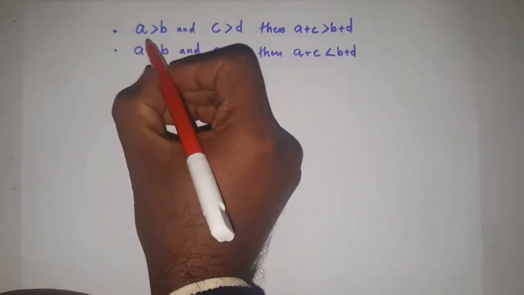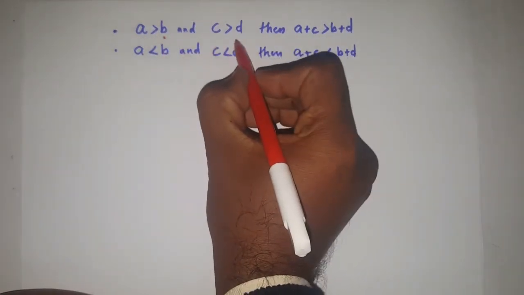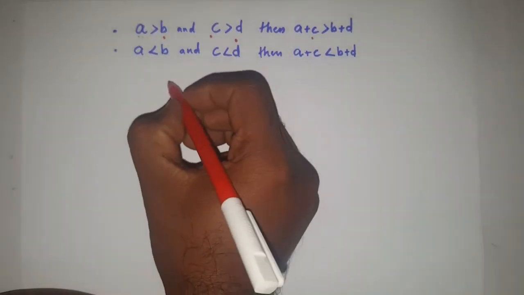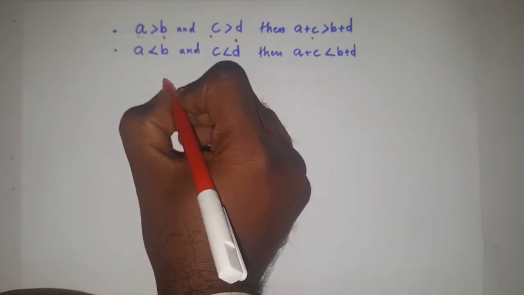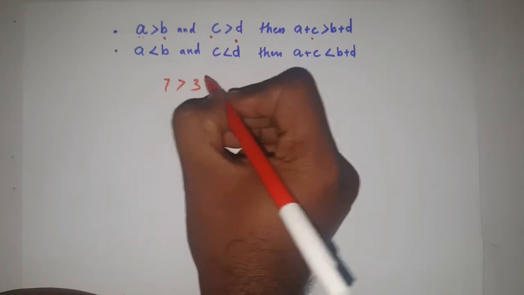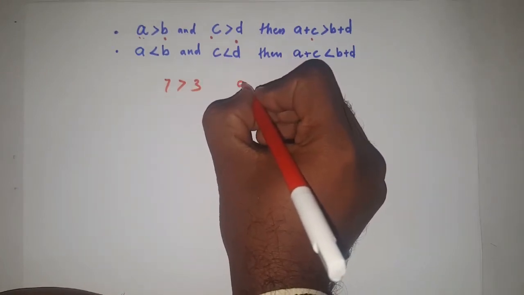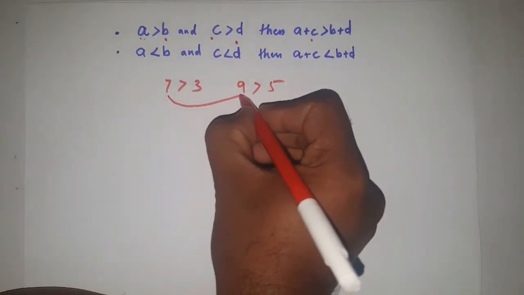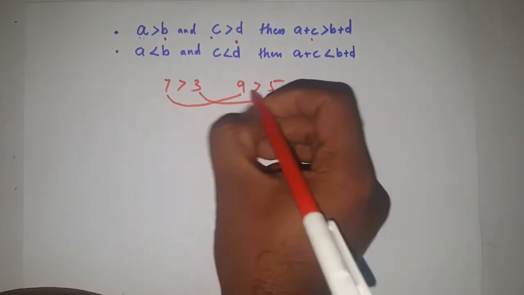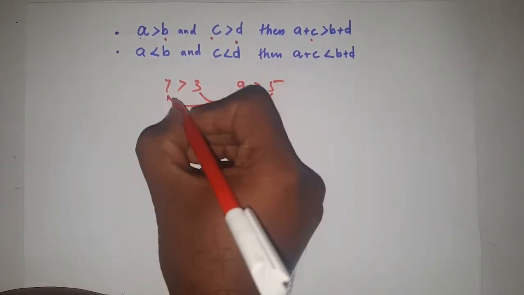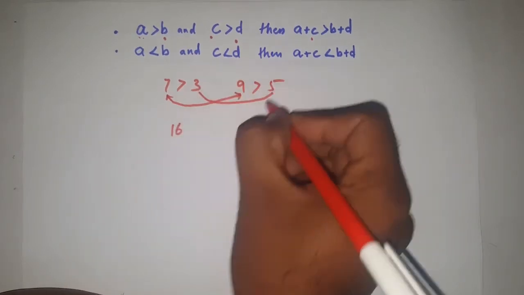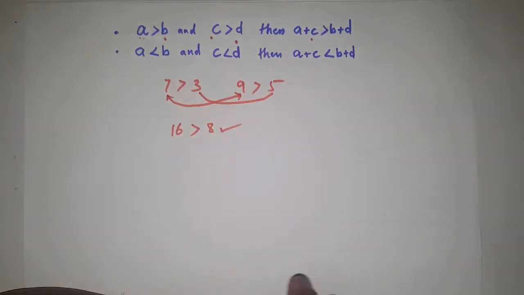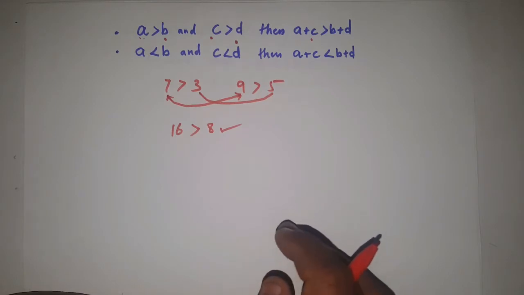Now if we have two conditions, A is greater than B and C is greater than D, then A plus C is greater than B plus D. If we take the help of an example, like 7 is greater than 3 and 9 is greater than 5, now if I add 7 and 9, and add 3 and 5, 7 plus 9 is equal to 16 and 3 plus 5 is equal to 8, and 16 is still greater than 8. Now take another example.